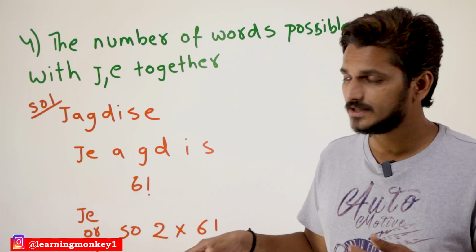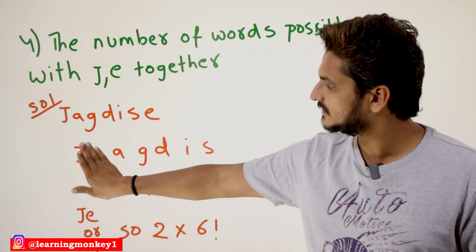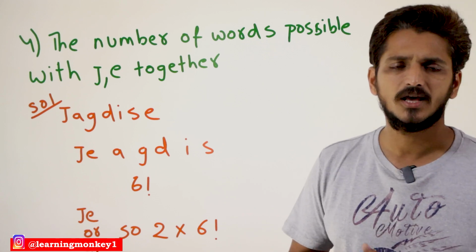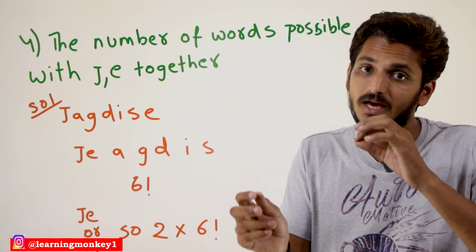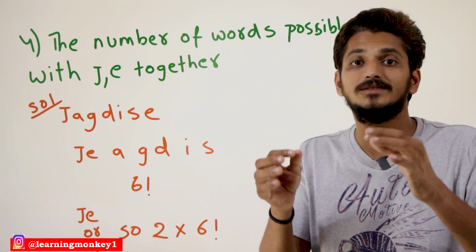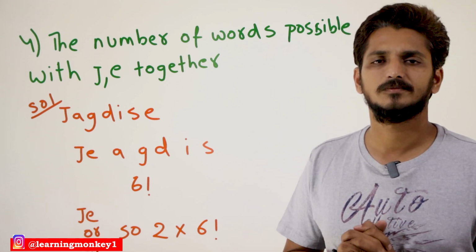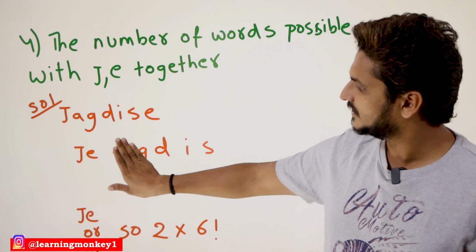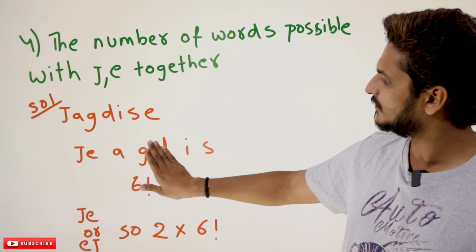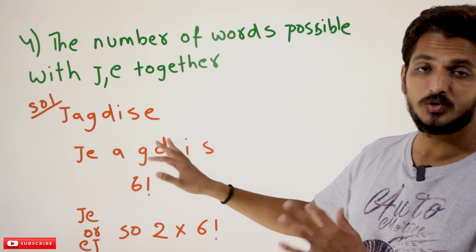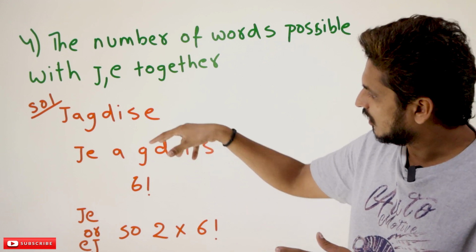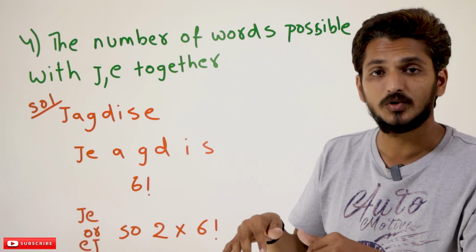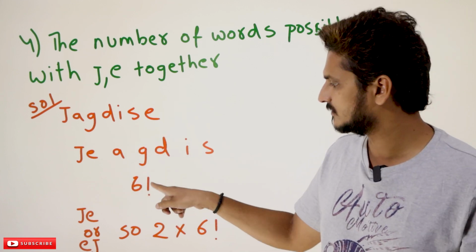So in total how many elements are there? J, E considered as a single element: 1, 2, 3, 4, 5, 6 elements are there. These 6 elements can be arranged in 6 positions. J, E can be placed here, or here, or here, in any position you can place. So all these 6 elements can be arranged in 6 positions in 6 factorial ways.